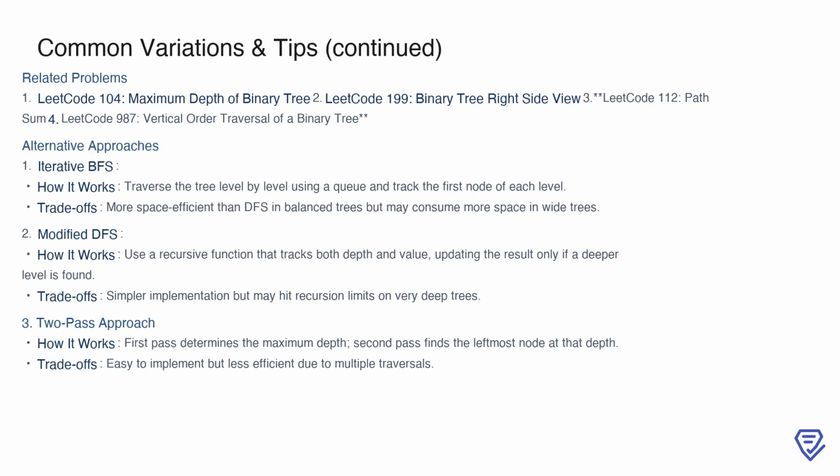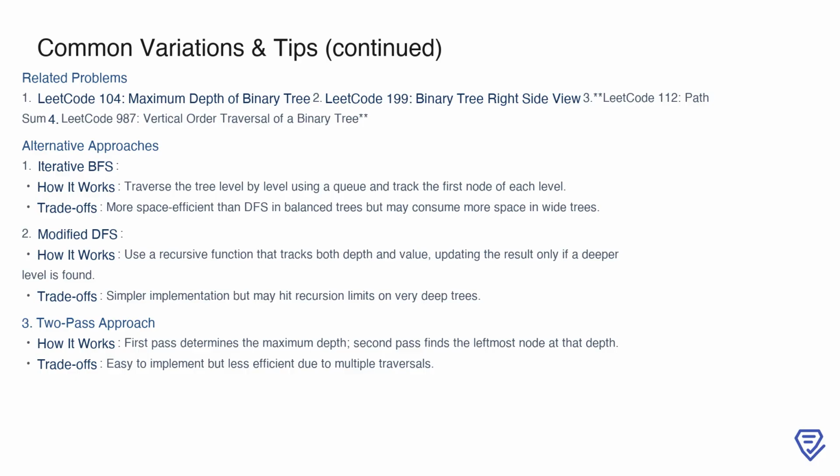This problem connects to several related topics worth exploring. For example, LeetCode 104 focuses on finding the maximum depth of a binary tree, while LeetCode 199 examines the binary tree's right-side view. Problems like LeetCode 112, which deals with path sums, and LeetCode 987, which involves vertical order traversal, are also relevant. In terms of alternative approaches, an iterative BFS is a solid option.